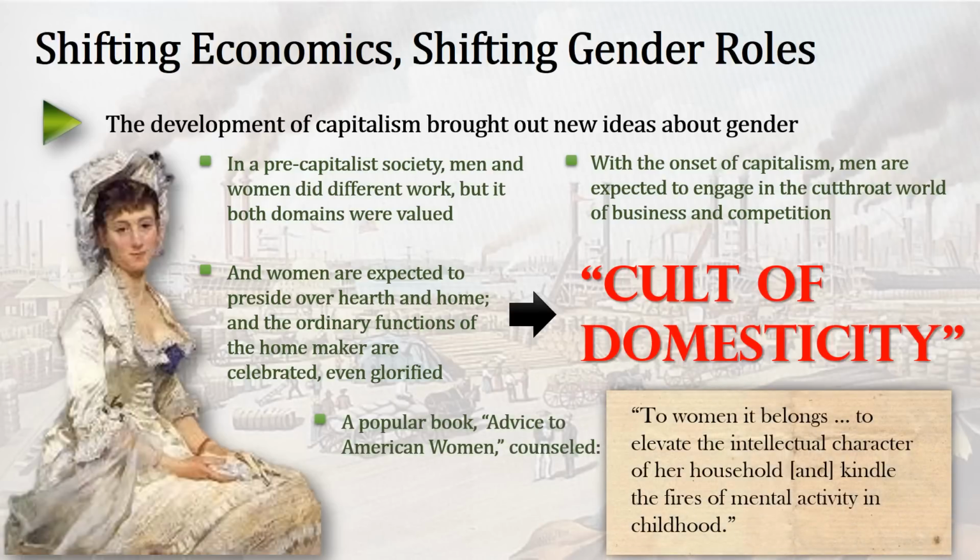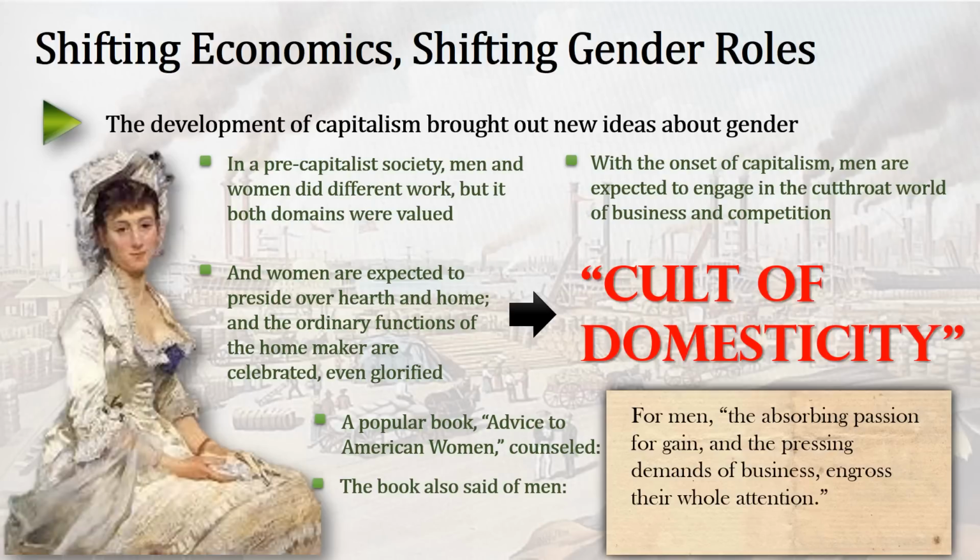A popular book, Advice to American Women, says, "To women it belongs to elevate the intellectual character of her household and kindle the fires of mental activities in childhood." The book also said of men, "For men, the absorbing passion for gain and the pressing demands of business engross their whole attention." So there you have it spelled out. In the 1830s through 60s, men are to engage in money-making, capitalistic enterprises and business, and the domain of women is the domestic sphere and the care of children.